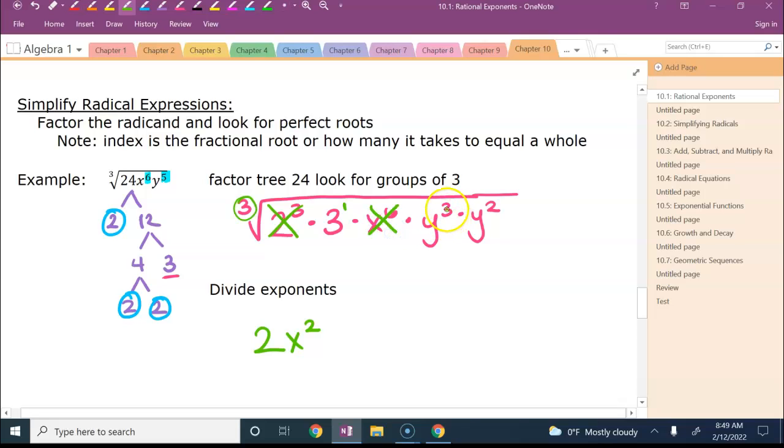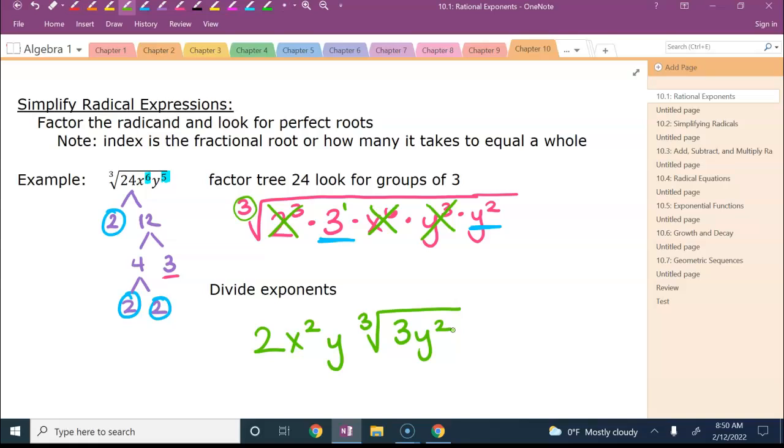Y to the 3rd, 3 divided by 3 would be 1, so y to the 1st power, or just y, is going to come out. And then last is this y squared, which I can't take 2 divided by 3 nicely. So just like the 3 that we had here, the 3 and the y squared are going to have to remain underneath that root sign. So we're going to draw a cubed root, and we're going to put a 3y squared underneath it. So the only things that you can pull out are those groups of 3 or those exponents that are raised to numbers that are divisible by your radical root. Anything else will have to stay. So this is the answer that we would end up with.